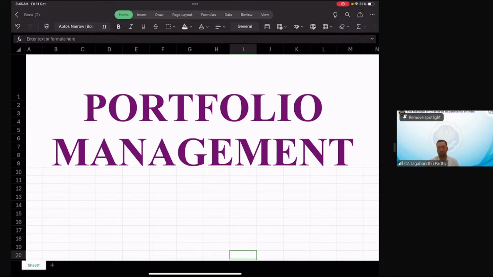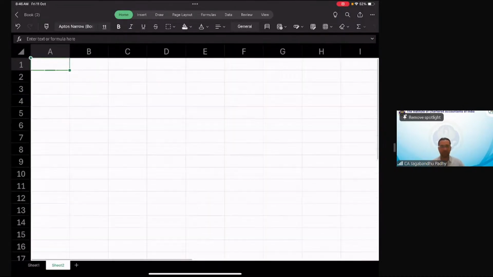So the next topic for our discussion is portfolio management. Again, a very interesting topic and a brand new topic also, because we'll be learning the concept of portfolio management for the first time. So let's get started with the introduction.